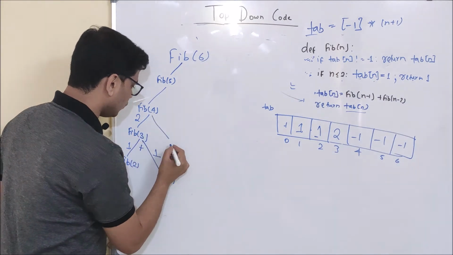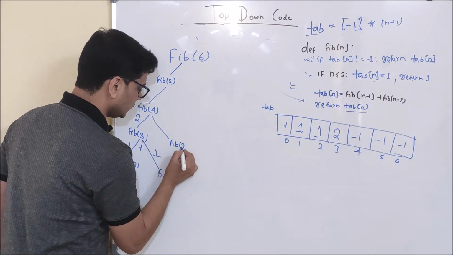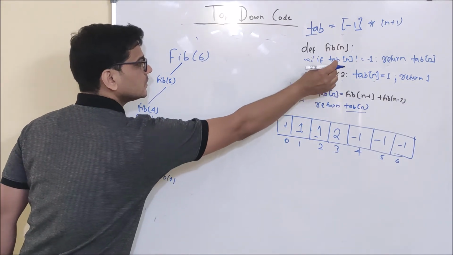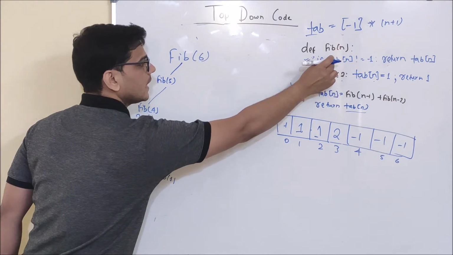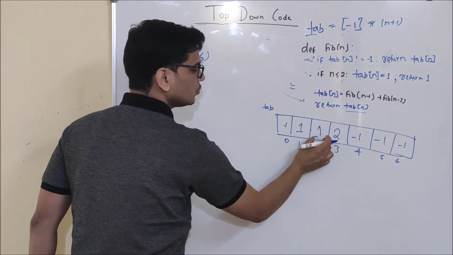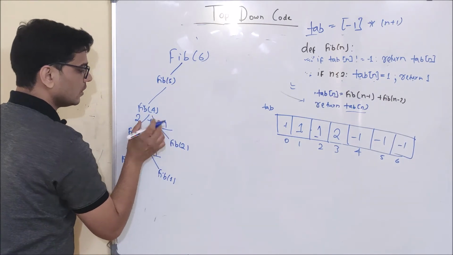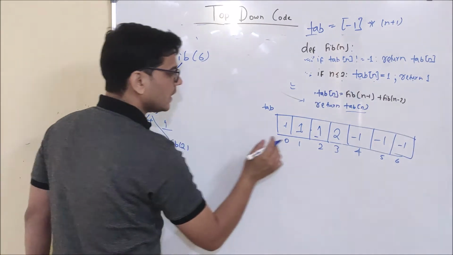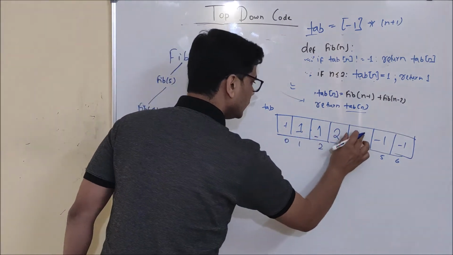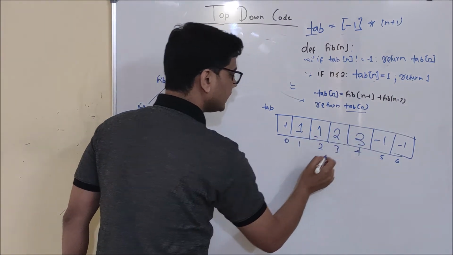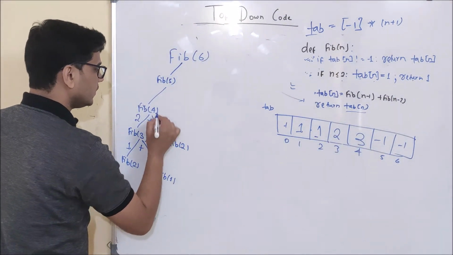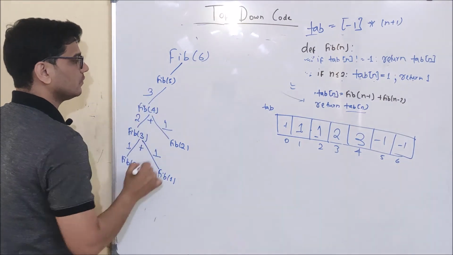Then fib of 4 will make a function call to fib of 2. This condition will be true now. Tab of 2 is not equal to minus 1, so 1 will be returned from here. Fib of 4 will sum it up, and first we'll update 3 here, and in the next line it will return 3 to fib of 5.